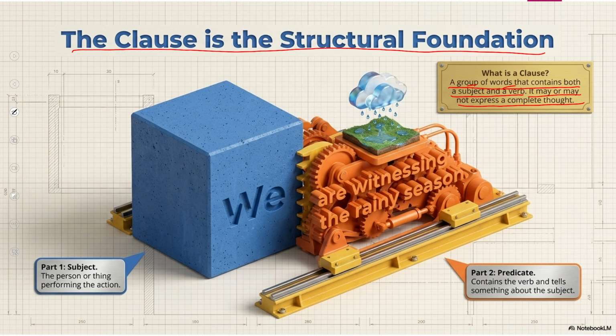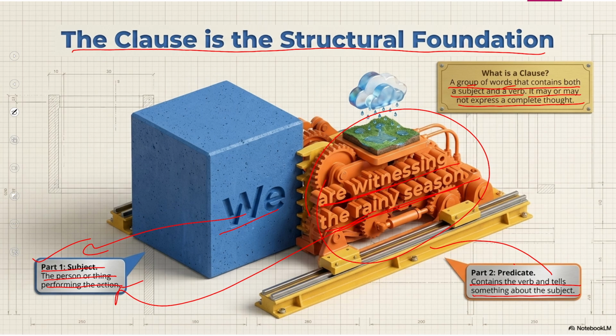Look at this sentence: we are witnessing the rainy season. This is a sentence, and this is a clause. Part one, the subject. The person or thing performing the action is called the subject. So "we" here is the subject. And part two is called the predicate. This part is called the predicate. It contains the verb and tells something about the subject. These are the verbs, and this is telling something about the subject. So this is the structure, and structure is based on clause, and clause is based on the structure.